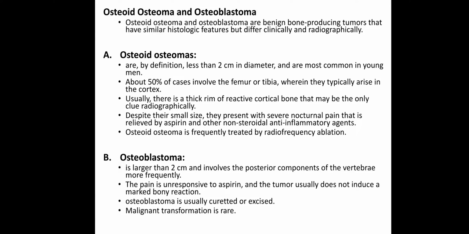About 50% of cases involve the femur or tibia, wherein they typically arise in the cortex, from the cortex of the bone. Usually there is a thick rim of reactive cortical bone that may be the only clue radiographically.